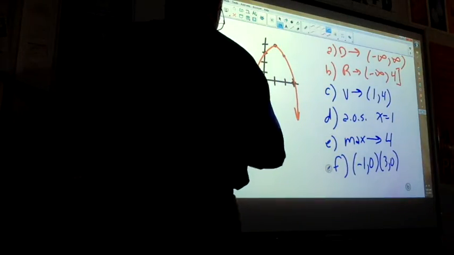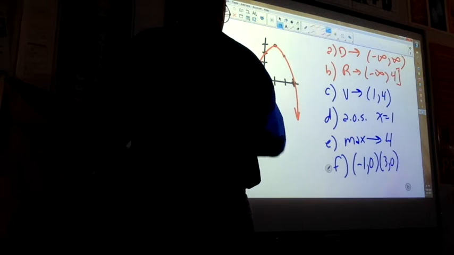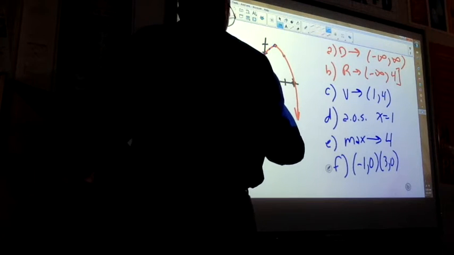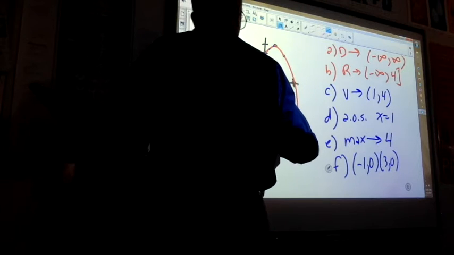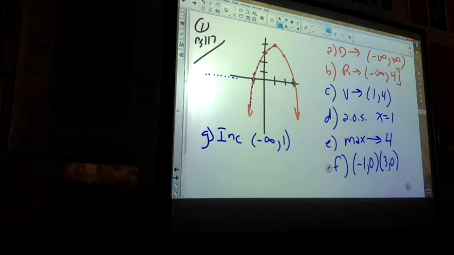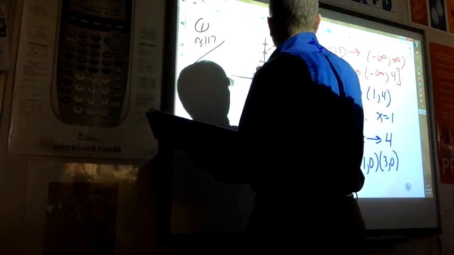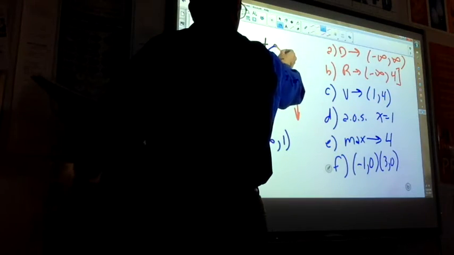G. The increasing interval. Yeah, so as I'm coming from this way, this is increasing. So where it's increasing is in the x direction, coming from -infinity, getting all the way to 1, but you don't include 1. It's not a square bracket. If it was a square bracket at 1, that would mean it's increasing at 1. It's not increasing at 1. So this is where the graph increases. This is where it decreases.